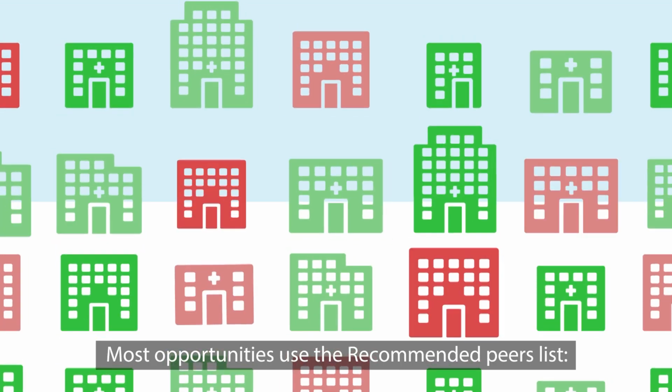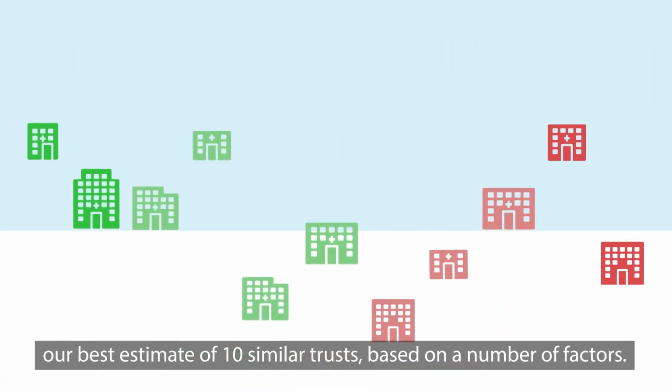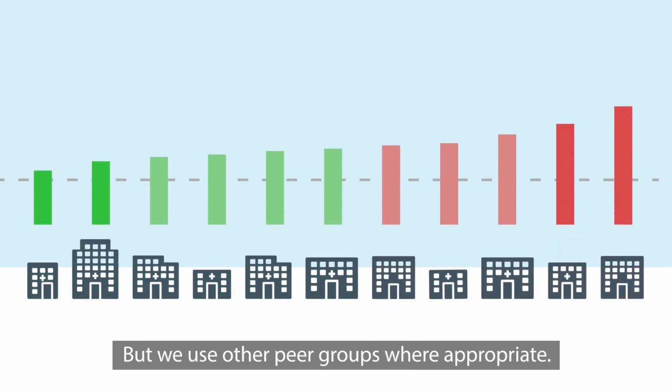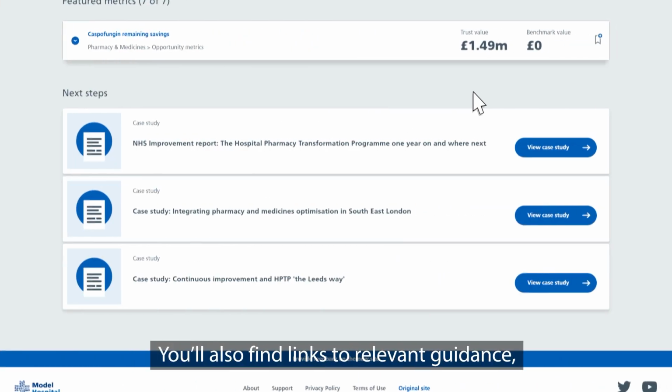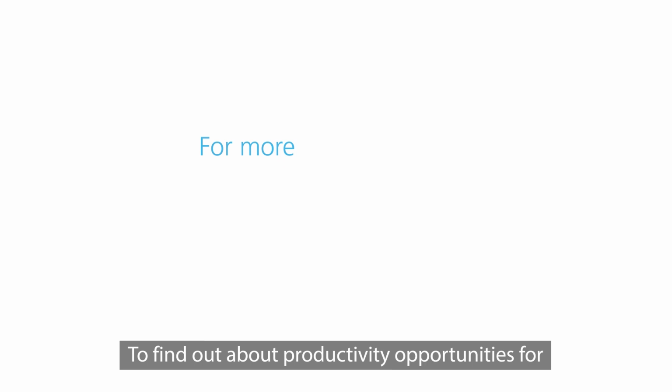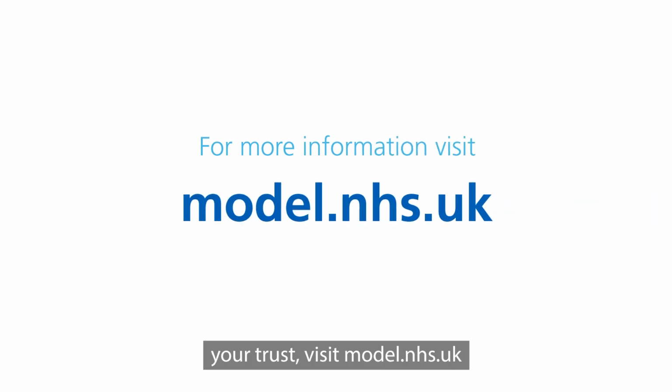Most opportunities use the recommended peers list, our best estimate of 10 similar trusts based on a number of factors, but we use other peer groups where appropriate. You'll also find links to relevant guidance, case studies and contact details. To find out about productivity opportunities for your trust, visit model.nhs.uk.